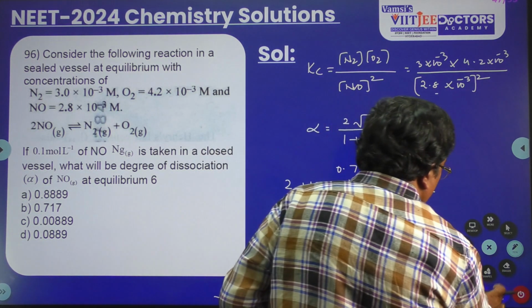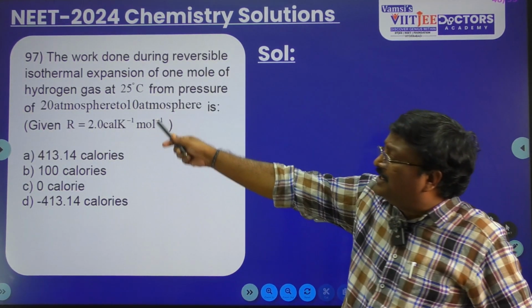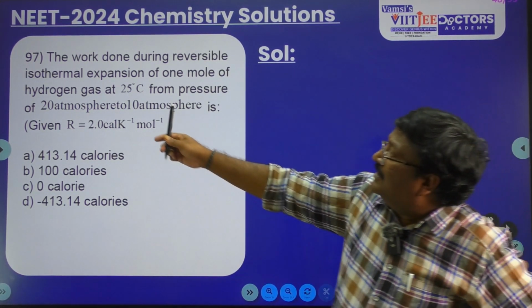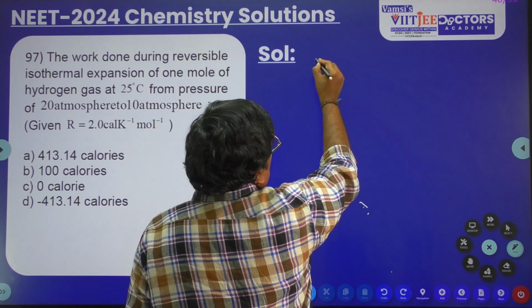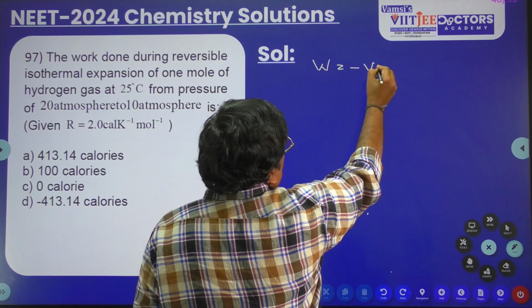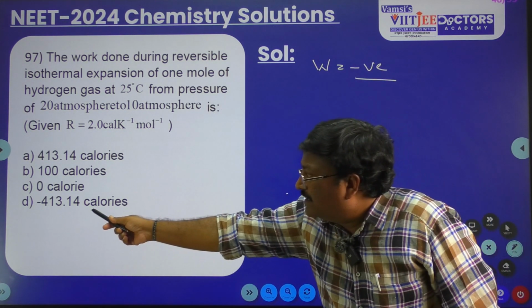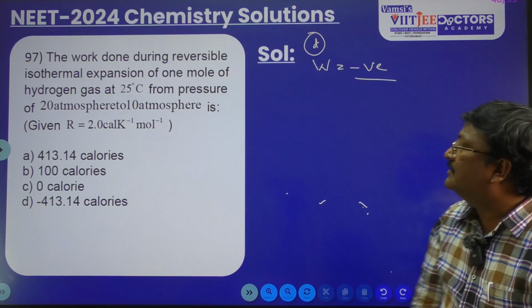And later, coming to work done, here there is no need to calculate even by using the formula, because isothermal expansion is given. In isothermal expansion, W is negative. Only one negative value is given, that is D. Here D option, D is correct.